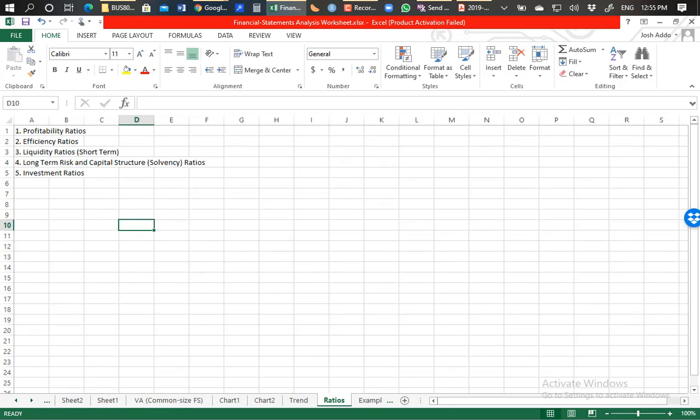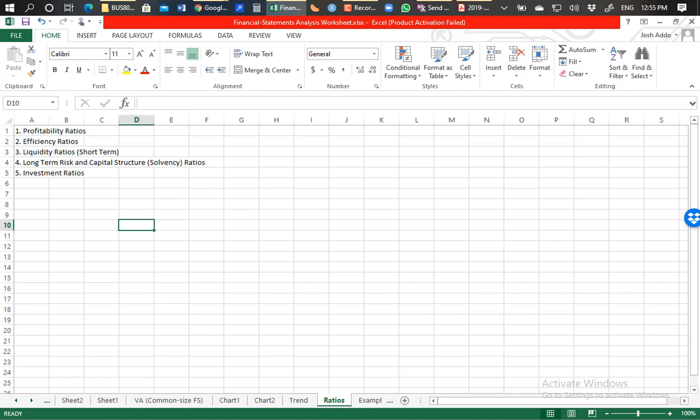Okay, let's proceed with ratio analysis. So we have done horizontal analysis, basically comparative financial analysis. We have done vertical analysis, also known as common size financial statements, common size analysis. We have done trend analysis. Let me say something small about common size or vertical analysis.